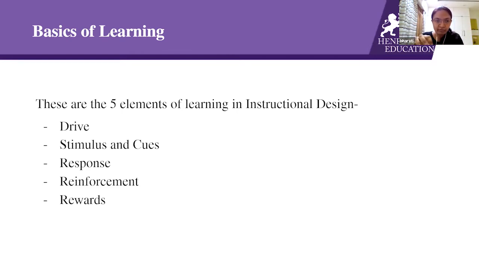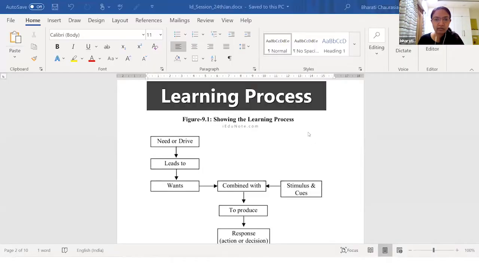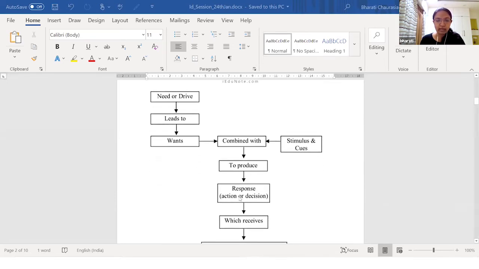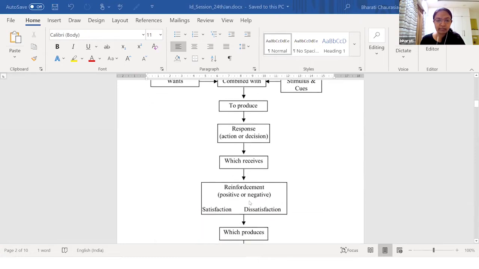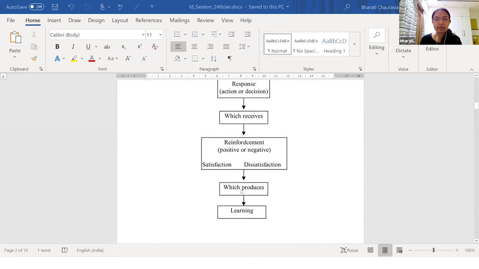So these are the five building blocks for any learning. We have this learning process diagram which shows how we reach learning. There is a need or a drive, as I said, which leads to wants, which is combined with stimulus and cues to produce a response, which receives reinforcement, satisfaction or dissatisfaction, whether you will like the learning or not, based on your experience with the learning process. And it will lead to learning.